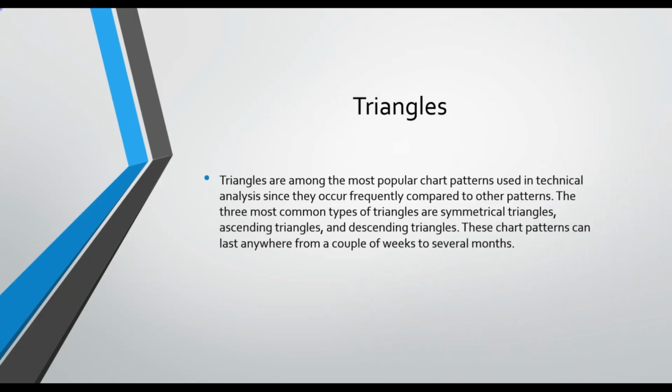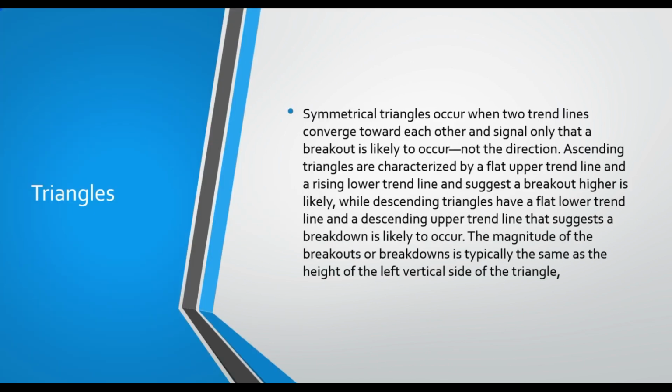And then triangles are among the most popular chart patterns used in technical analysis since they occur frequently compared to other patterns. The three most common types of triangles are symmetrical triangles, ascending triangles, and descending triangles. These chart patterns last anywhere from a couple hours, a couple weeks, a couple months, depending on the chart you're looking at. Now, I include in triangles wedges, anything that looks like a triangle. We have all kinds of classifications for them, but I say triangles, asymmetrical, symmetrical, ascending, descending, ascending wedges, descending wedges, because they're all based on angular degree forcing price into an apex.